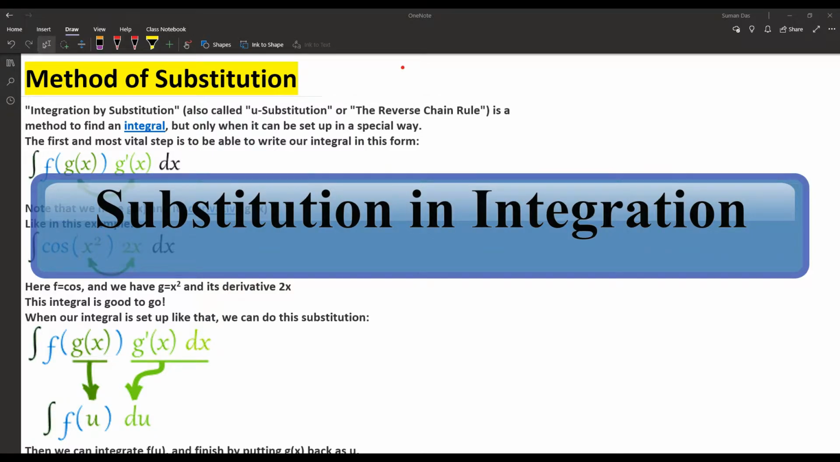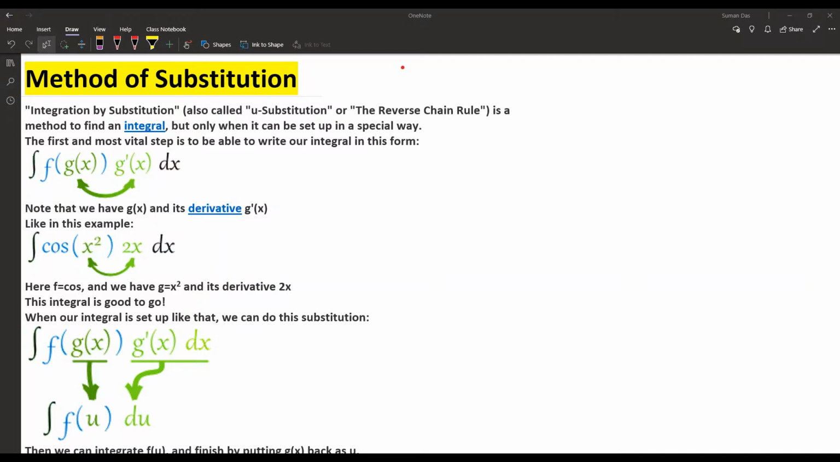Hello friends, today our topic is the method of substitution in integration. Before this, in the two lecture videos already, we have discussed what we mean by integration and what the rules of integration are. Now this topic is based on substitution.